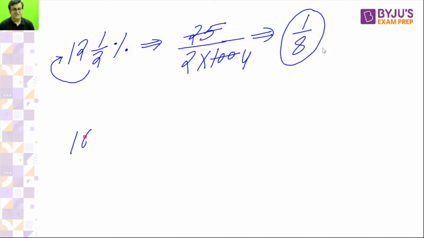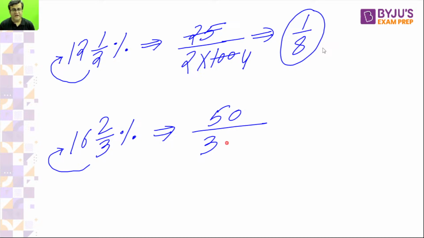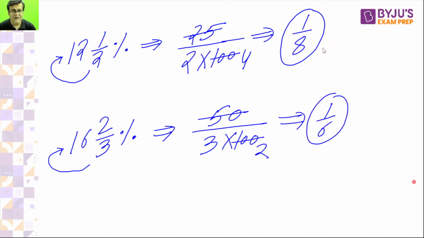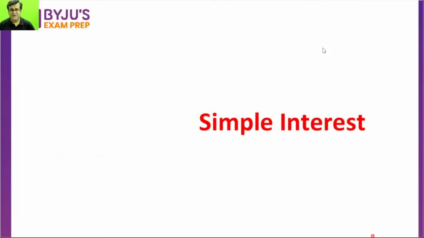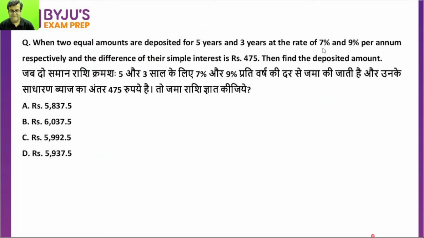Same as if you get 16 2 by 3%. What will you do, beta? 16 3s are 48 plus 2, 50 by 3. Remove percentage, you will get 100 in the denominator. 50 2s are 100, so you will get 1 by 6. Okay, so 1 by 6 is the value in this case. Now we can discuss questions. Let's start. Remove percentage, Mr. Yera. Remove percentage, you will have to take 100 in the denominator. Everybody do it.